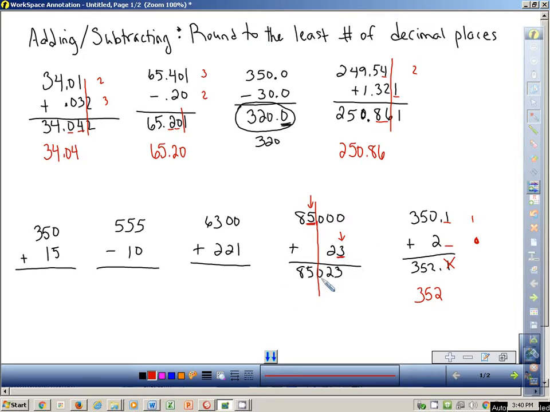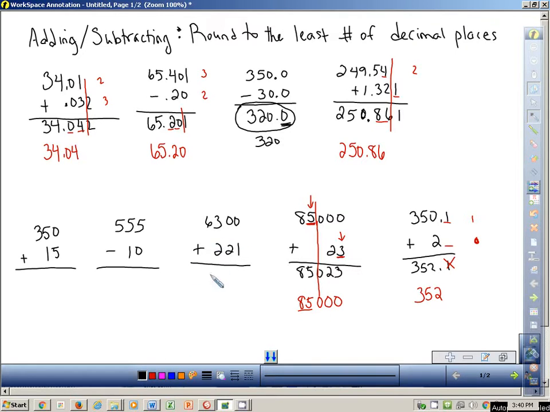That means I'm going to have to cut my answer off and round it to the thousands. So I get to keep my 8 and the 5. The 0, the 2, and the 3 have to go. I cannot just write 85 because that's way different from 85,000. So I have to fill in the rest of those places with placeholder zeros to make this have the value of 85,000.